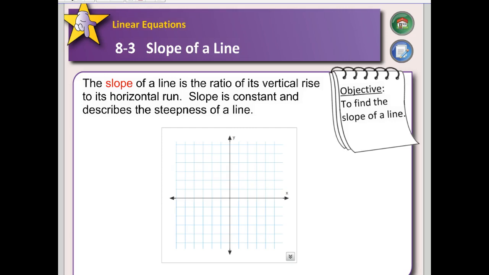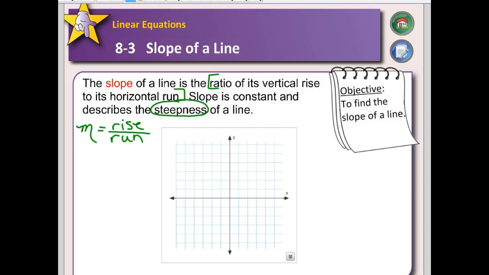Remember, we saw that the slope of the line is the ratio of the vertical rise to its horizontal run. So a lot of times we said slope, our symbol for slope is m, is the rise over the run, okay? And slope is a constant, and it really tells us the steepness of the line.